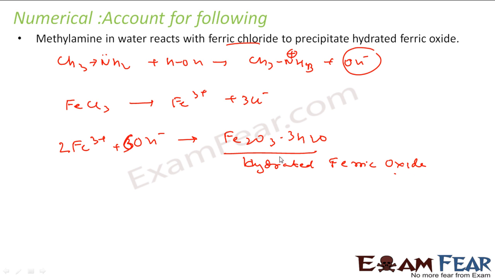So for this reaction to happen, OH- was required. And who gave the OH-? CH3NH2. So methylamine was the one which gives OH- for this reaction to happen.